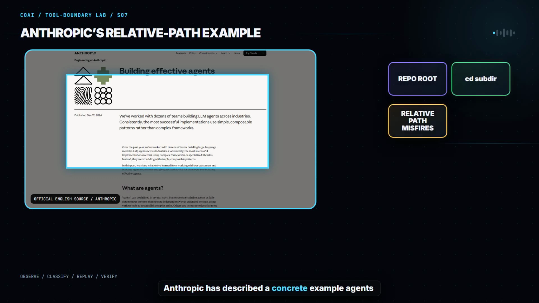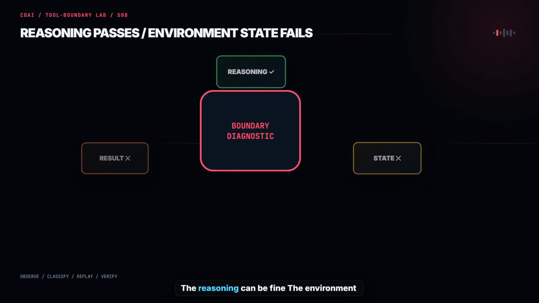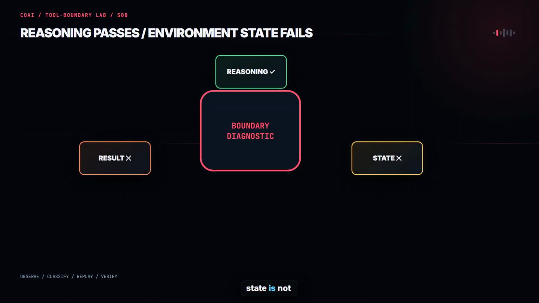Anthropic has described a concrete example. Agents making mistakes with relative file paths after moving away from the repository root. The reasoning can be fine. The environment state is not.